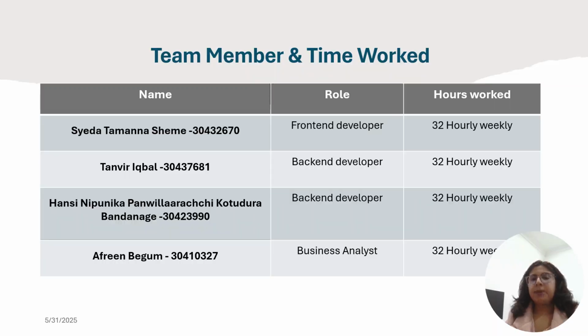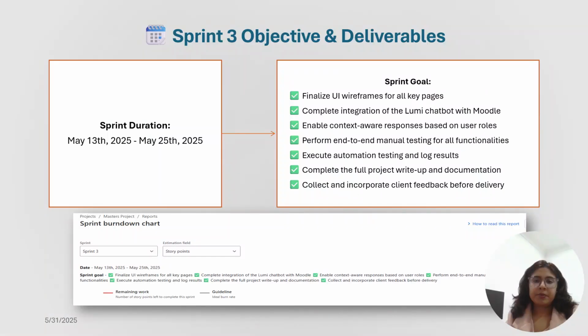As team members, we have each worked 32 hours. I am Sujata Manashimi, working as a front-end developer and as a tester as well. This is our Sprint 3 objective and deliverables. We started our sprint on May 13th and finished on May 25th.